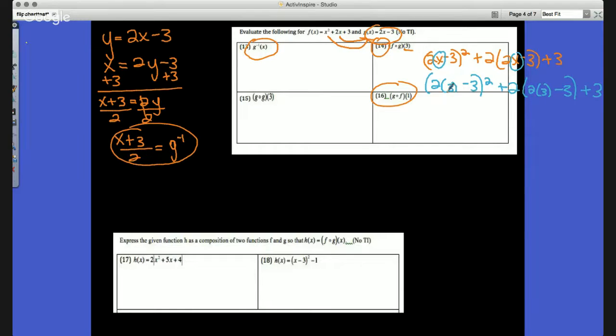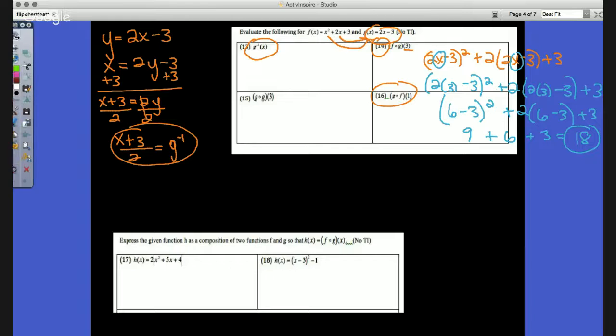So let's work inside out. Let's go parentheses first. So we have 6 minus 3. That's going to be squared plus 2 times, again, inside the parentheses first, 6 minus 3, and plus 3 on the outside. So now let's keep going. I have 3 squared, which will give me 9, plus 3 times 2, which gets me 6, plus 3 on the outside. So 9 plus 6 plus 3 gets me 18. My answer would be 18 for that part, okay?